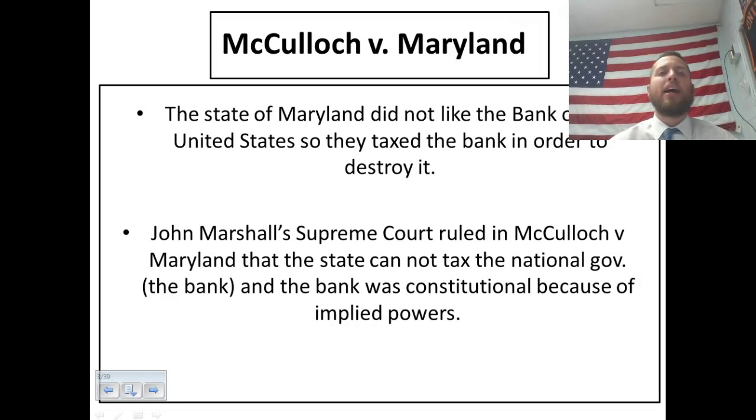The bank was constitutional because of implied powers. Nowhere in the Constitution does it say Bank of the United States. But in McCulloch versus Maryland, John Marshall said that's okay. It's an implied power. It's an unwritten power to have it. All right, so we got McCulloch versus Maryland.